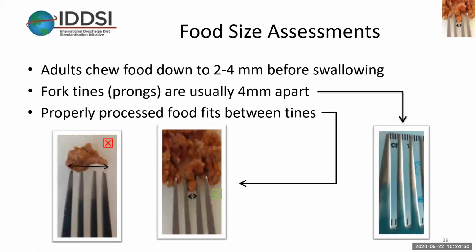Adults will chew food until it reaches a size of between 2 and 4 millimeters before swallowing a bolus. Level 5 minced and moist requires that food pieces be smaller than 4 millimeters for adults and 2 millimeters for children. IDDSI has found that most fork tines are actually 4 millimeters apart, so the very simple assessment is to be sure that the food fits between the tines of the fork. Of course, you need to be sure that the fork tines in your facility are 4 millimeters apart to properly judge this.